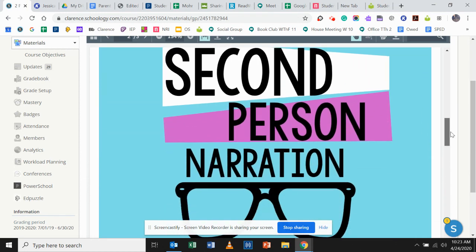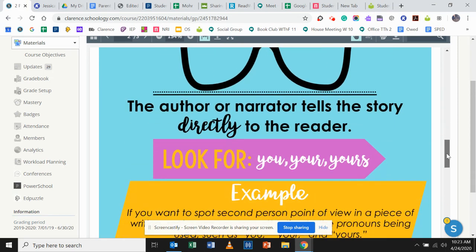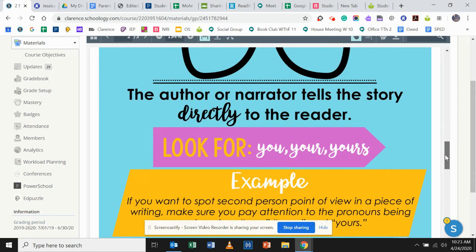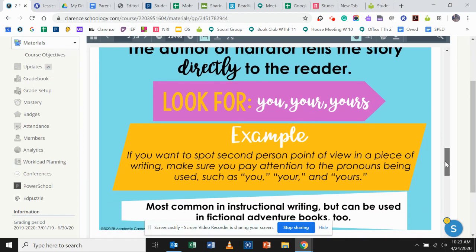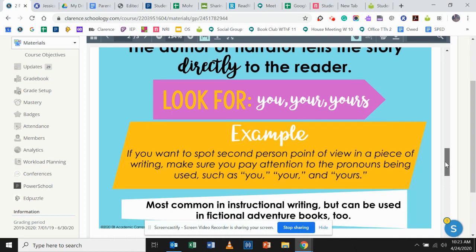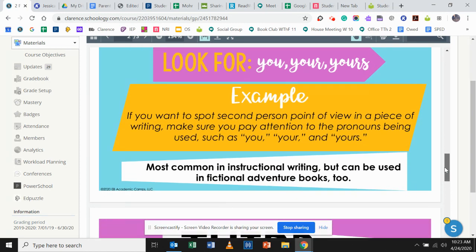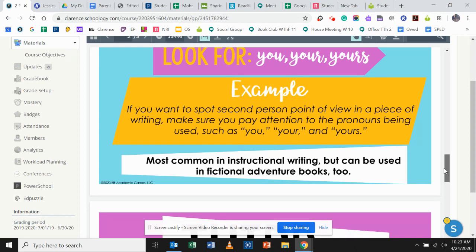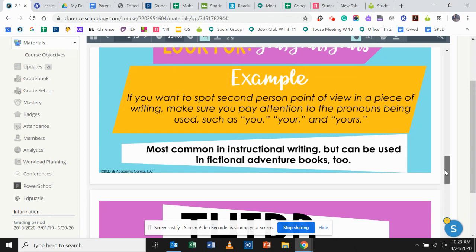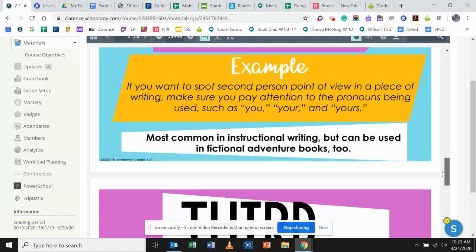The second person narration, or the second person point of view, is where the author or narrator tells the story directly to the reader. You, your, yours are things to look for. If you want to spot a second person point of view in a piece of writing, make sure you pay attention to the pronouns being used, such as you, your, and yours. Most common in instructional writing, but can be used for fictional adventure books too.